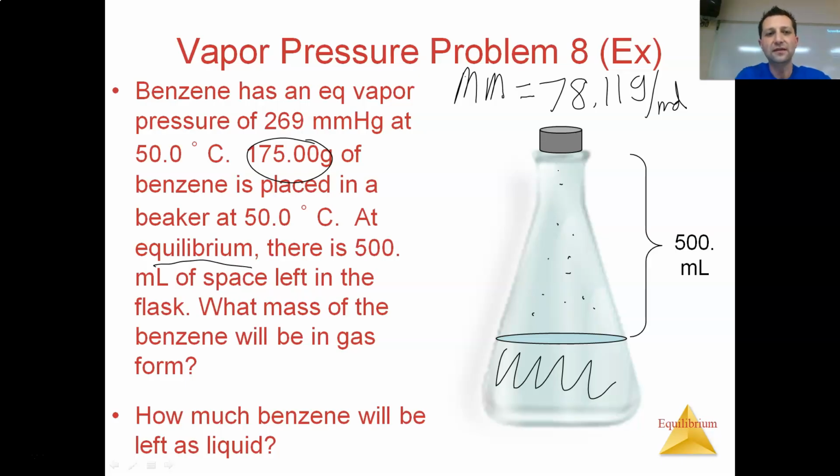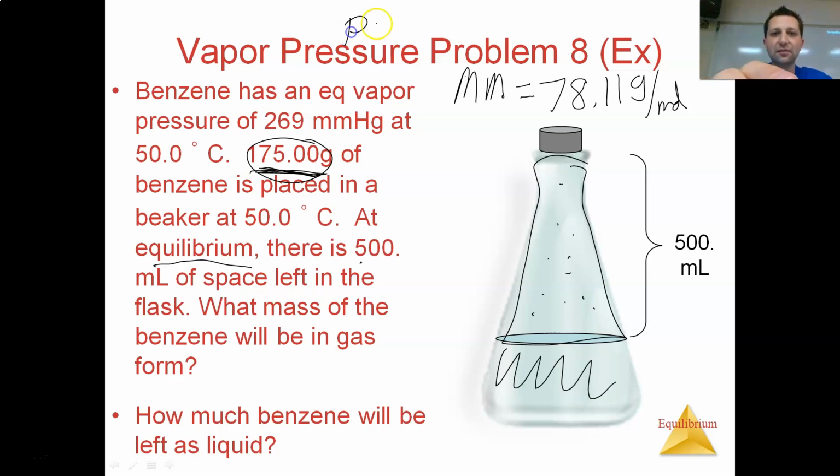So we know that they put 175 grams of benzene in the flask. Some of it turned into a gas, the rest remained a liquid. We need to figure out which is which. Okay, how much is each one? So we're only focusing on gas here, right? So this area, that 500 mils of space, is how much gas we have. That's the volume of the gas.